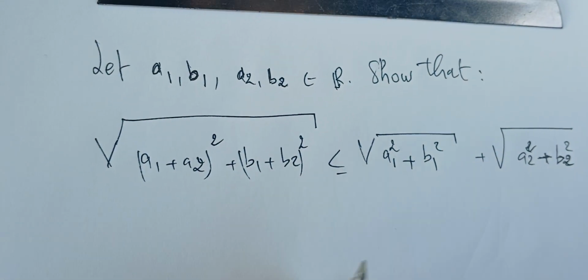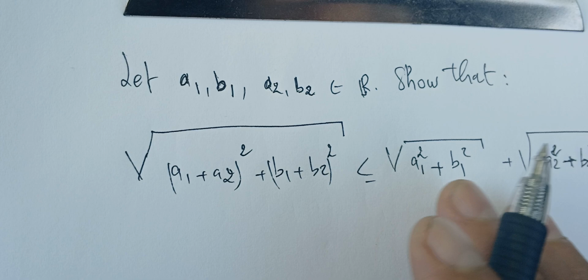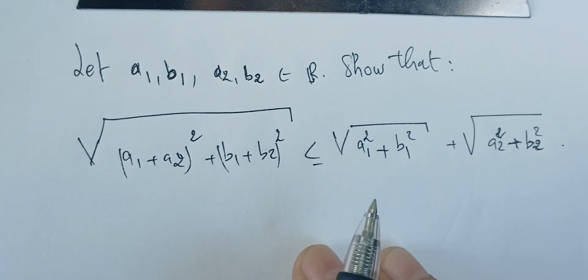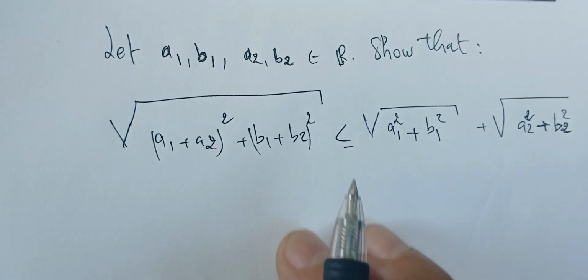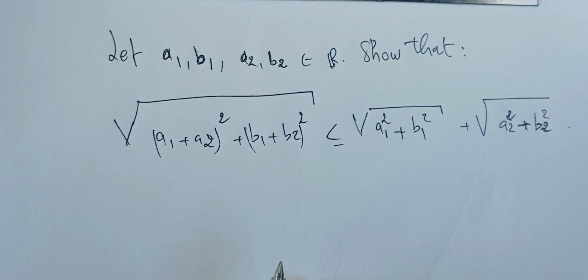Now let's prove the following result. We assume that a1, b1, a2, b2 are real numbers. We want to prove the following inequality. Sometimes it's good to look at the inequality and see what it means.